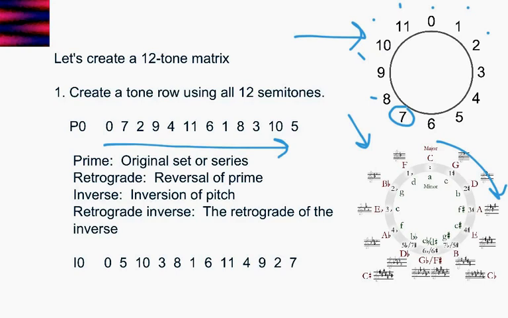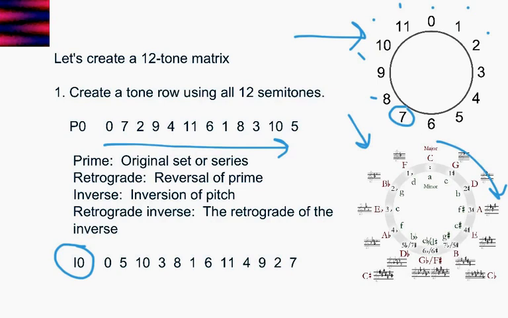So once again, just to define these four transformations: prime is the original set, retrograde is the reverse of that, inversion is just the inversion of pitch, and the retrograde inversion is just the reverse of the inversion. So that's actually an I, not a 1, so that's I naught, I0.